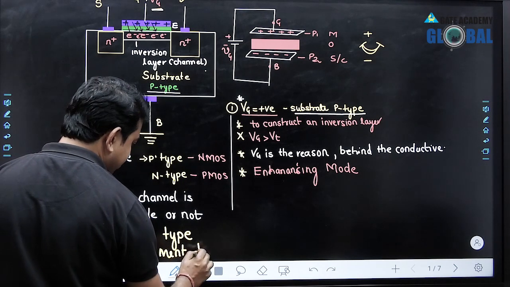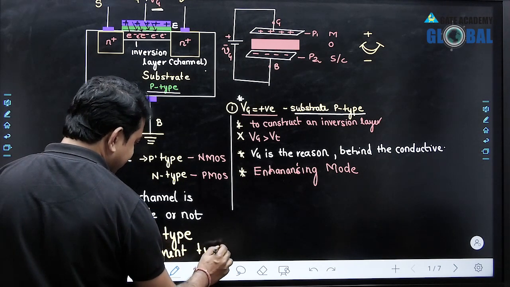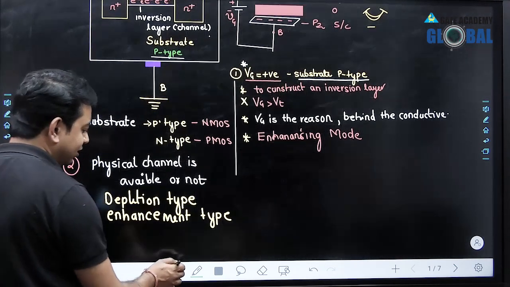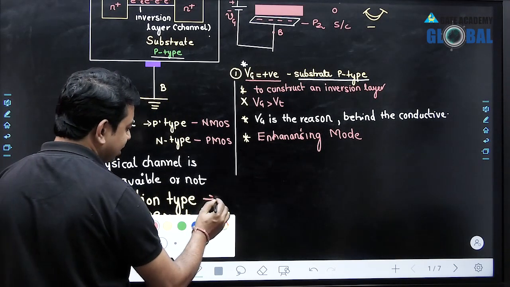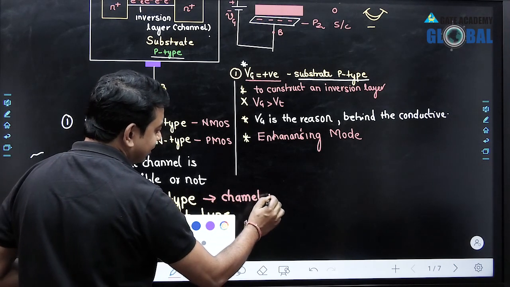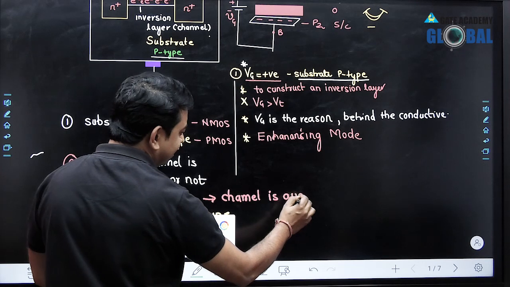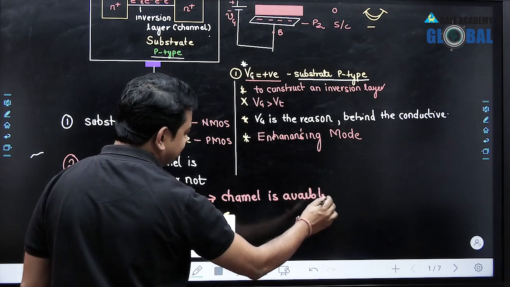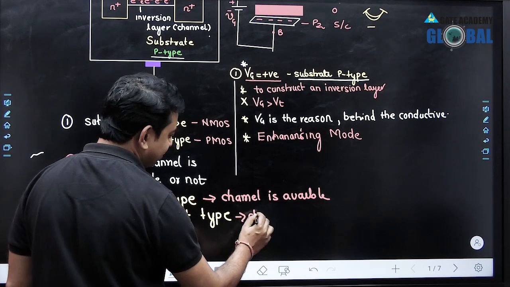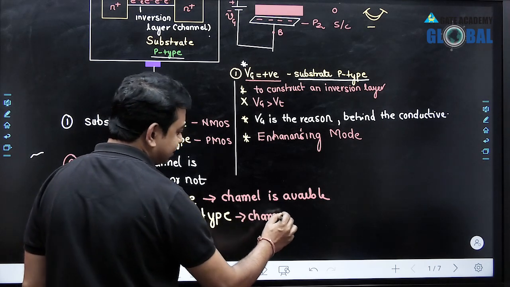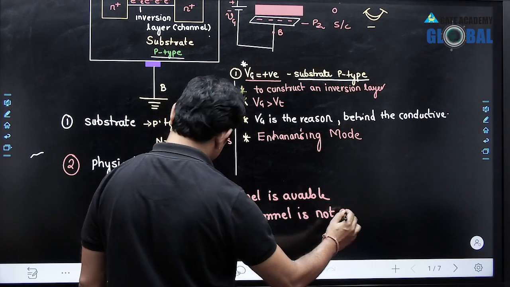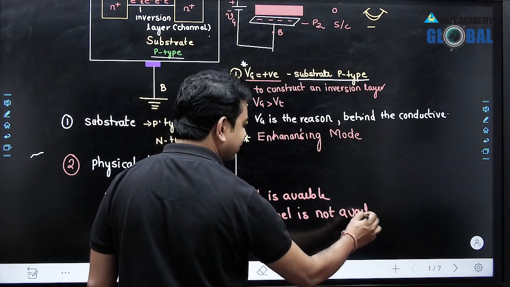So if you are talking about depletion type, the channel is available already. So I just write here, the channel is available, and here we want to write, the channel is not available. So we just write here, channel is not available. So we just have to create a channel.